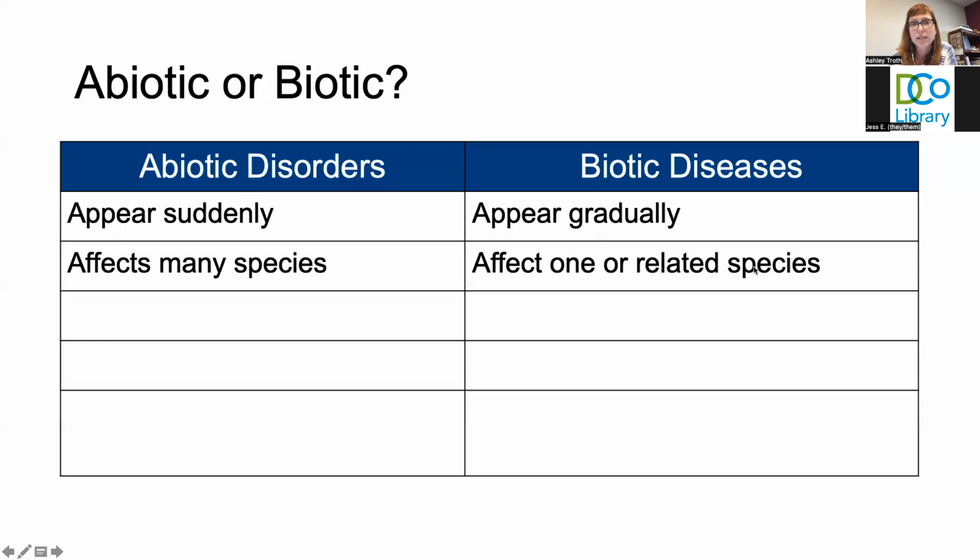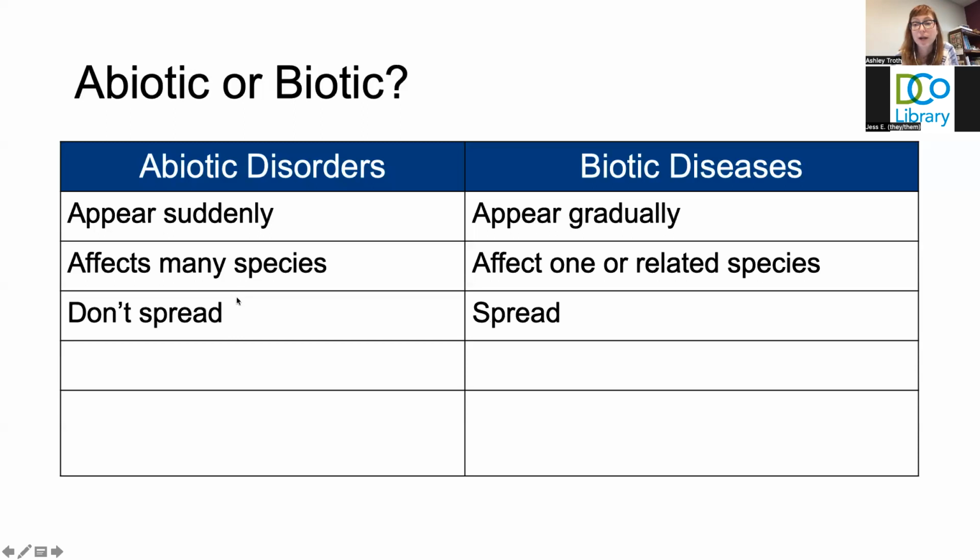This is true for insects too. They tend to impact a very small, narrow range. I would not expect to look out in the landscape and see something that hit both a pine tree and a redbud. If I saw a pine tree and a redbud both having trouble, it's an abiotic problem.